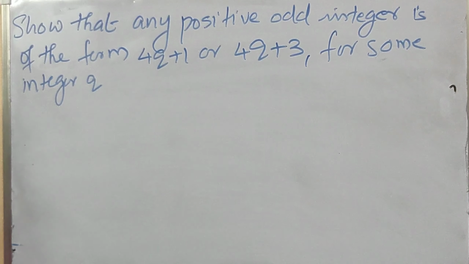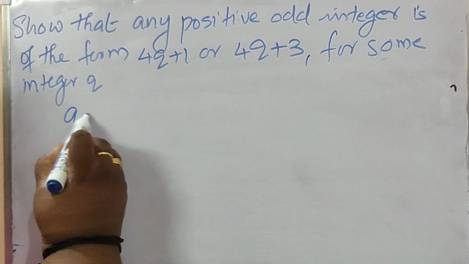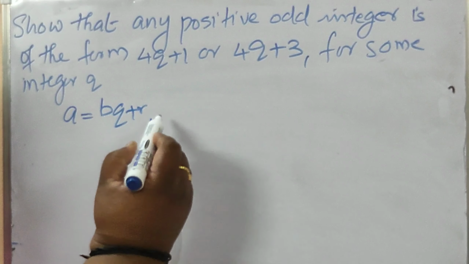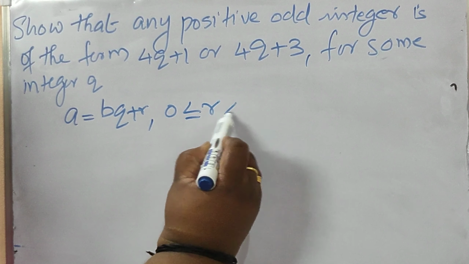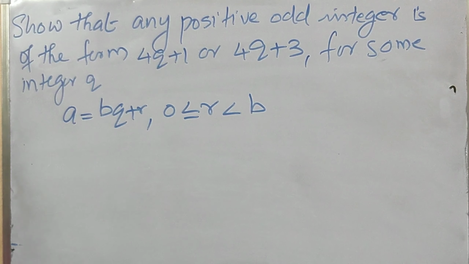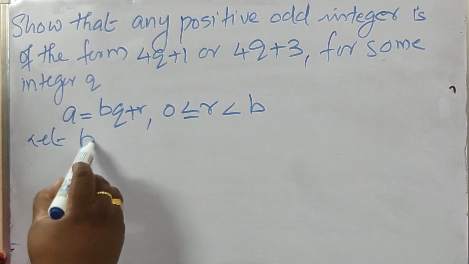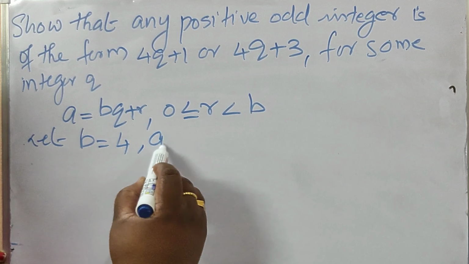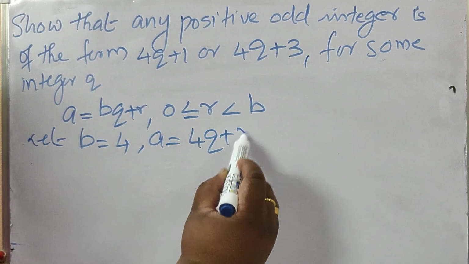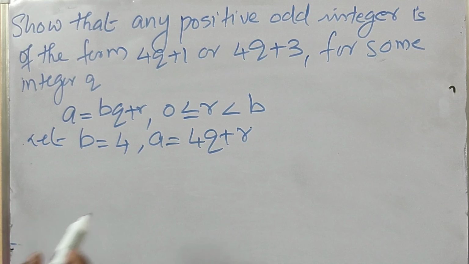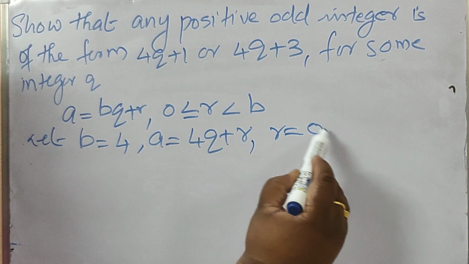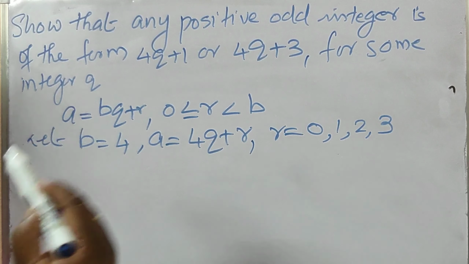So what is Euclid's division lemma? We have two integers a and b such that a = bq + r, 0 ≤ r < b. Now in our question we want to show that this is of the form 4q + 1, 4q + 3. So instead of b we are taking 4. So let b = 4. So our a becomes 4q + r. Now what will be r? r can have values 0, 1, 2 and 3.